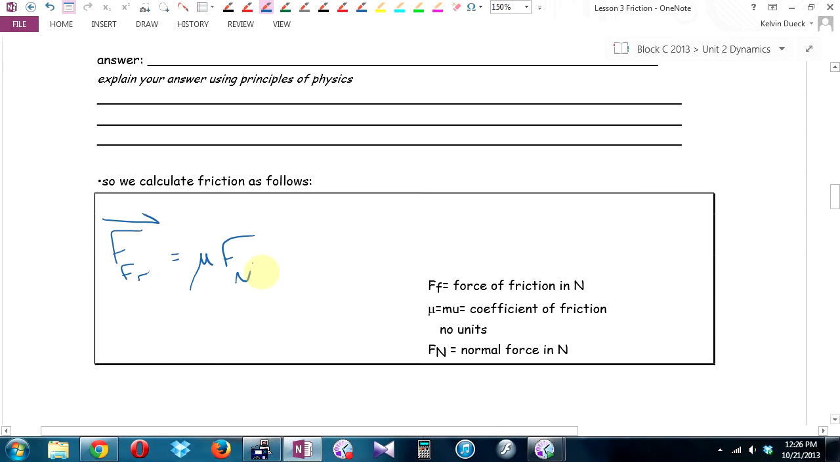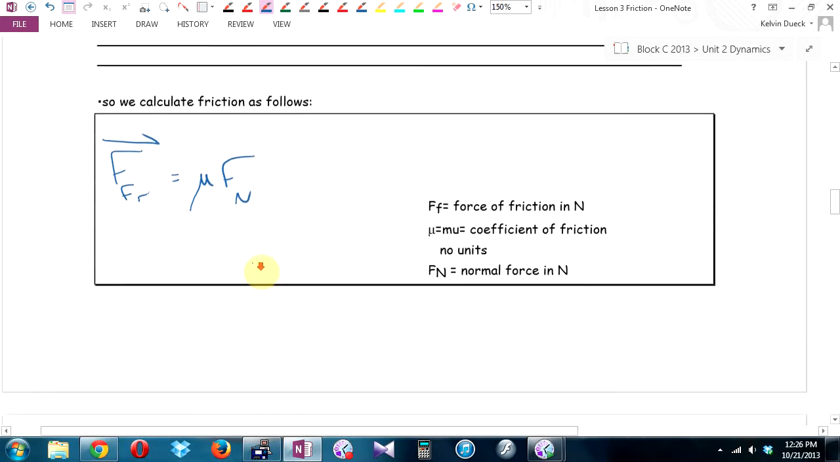Does anybody notice anything strange with my notation in this question? Elijah, why did I leave the vector off the normal force? It is not in the same direction as friction, as a matter of fact. The normal force points up, friction points perpendicular to the normal force. Or, if the normal force is pointing, well, turn the page.